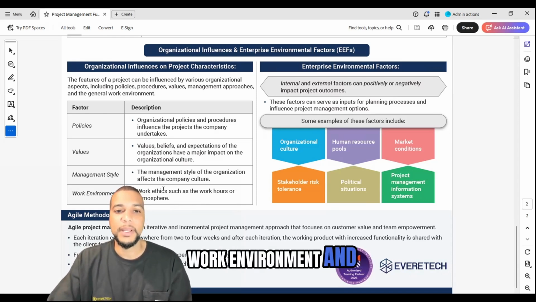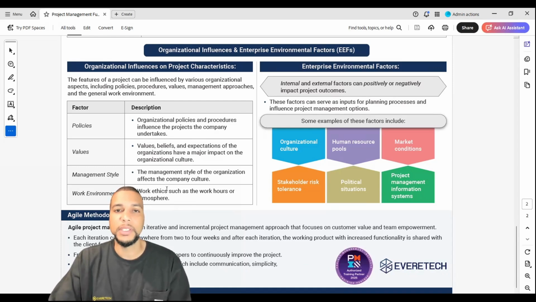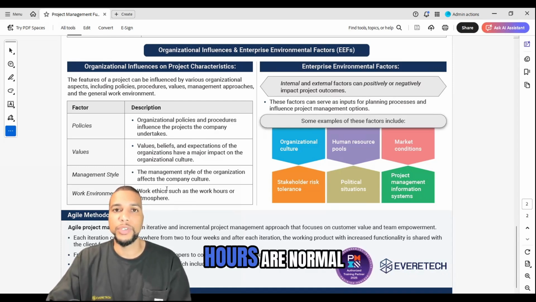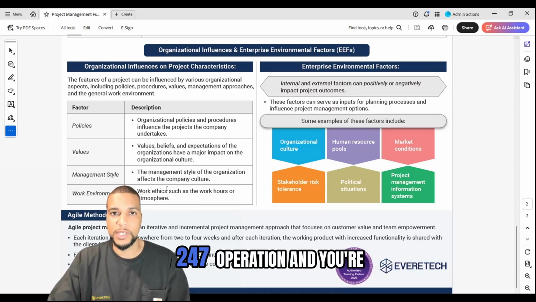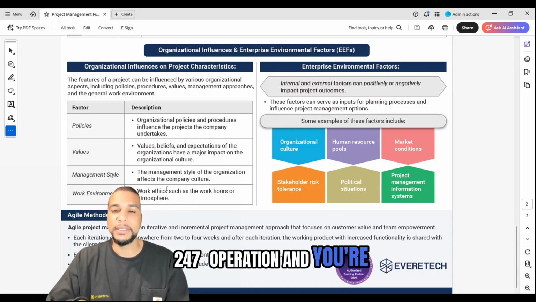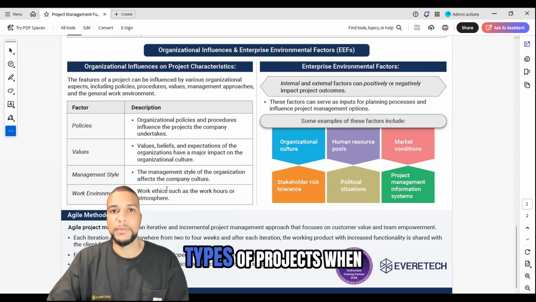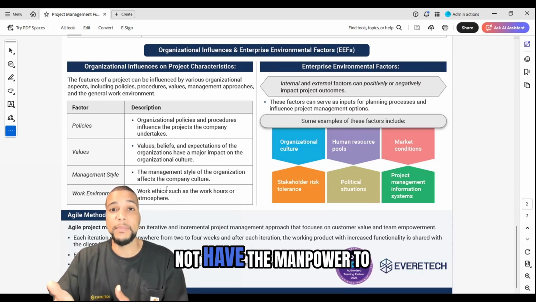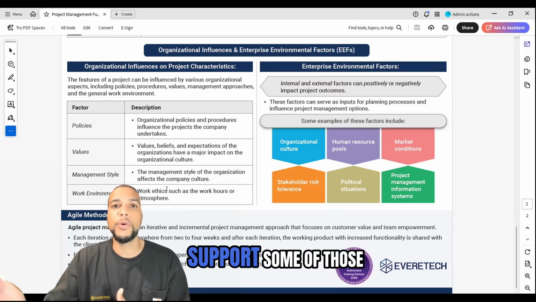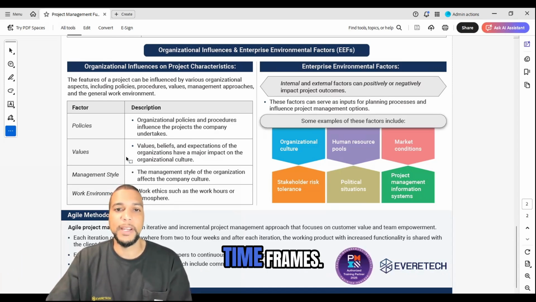Work environment and work ethics, work hours. Let's say that your work hours are normal business hours. Then you're not going to be a 24/7 operation, and you're going to focus on those types of projects when you're undertaking, because you may not have the manpower to support some of those functions during those time frames.